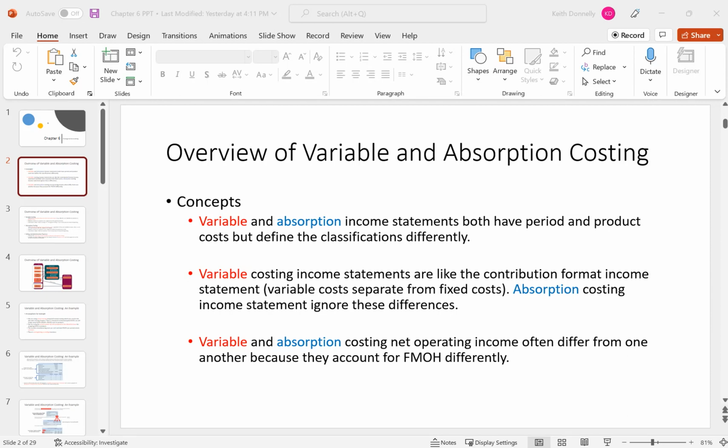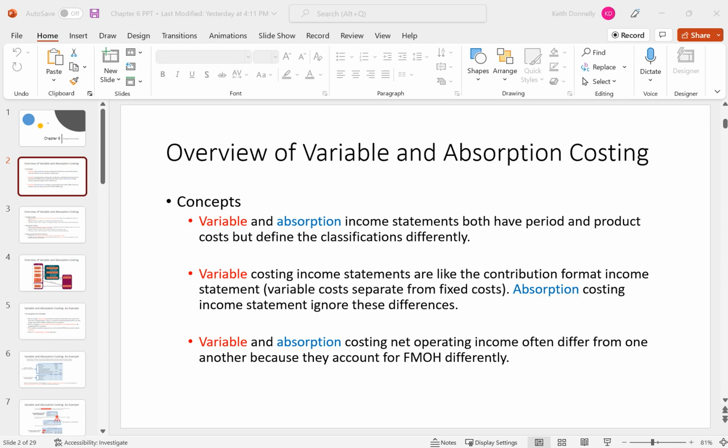These are two different ways that you can prepare and present an income statement. Now, there's going to be similarities between them, and there's going to be differences. Variable and absorption income statements are similar insofar that they both have period costs and product costs. In other words, certain costs will be capitalized and put in inventory. These are sometimes called inventoriable costs. Under both systems, you'll do that.